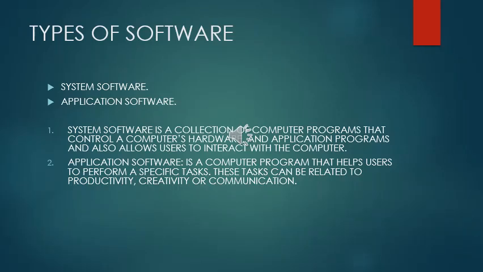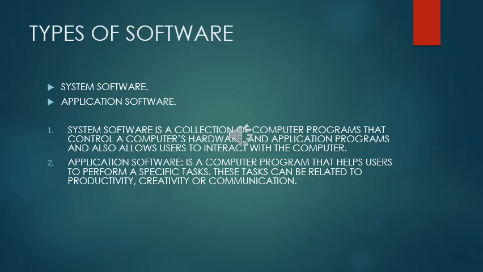So let's look at application software. Application software is a computer program that helps users to perform a specific task. So application software are applications that you install on your system in order to have access to the particular things you install on them. If you install Facebook on your system, you will be able to chat on Facebook. If it is Instagram also, if it is Microsoft Word or Excel, you will be able to type and do other things.